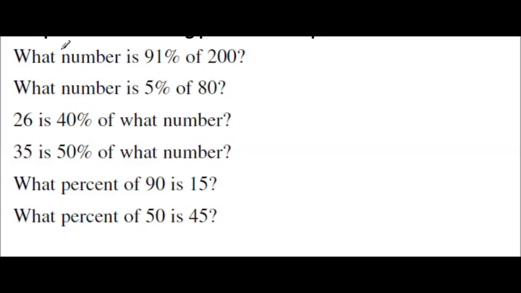"Is" is going to be our equal sign. I will turn 91% into a decimal, 0.91. And then "of" is times, and times 200. So a little neater, that's going to look like x equals 0.91 times 200. This is easy, just some multiplication on your calculator. You get 182 as your answer.